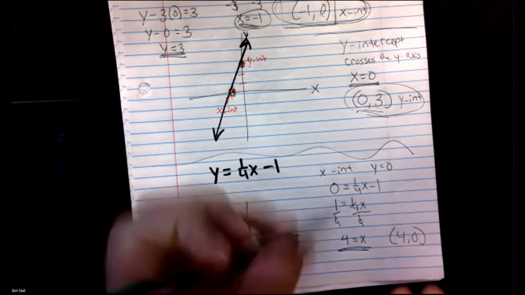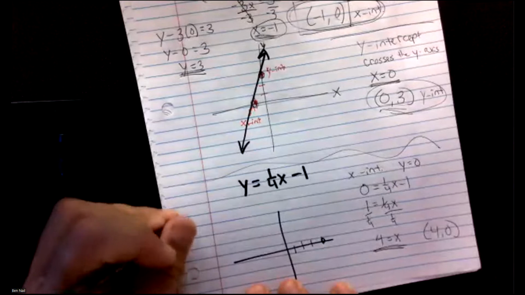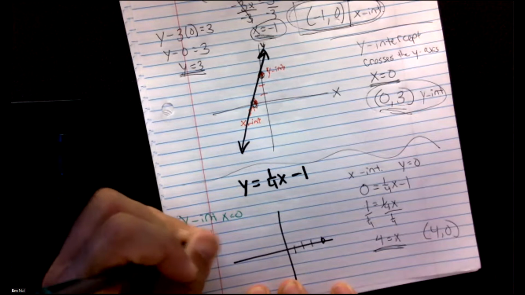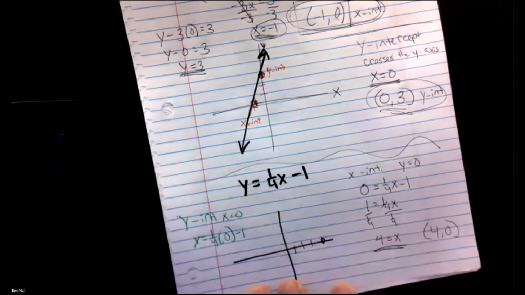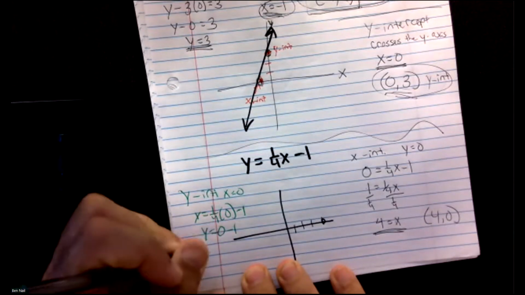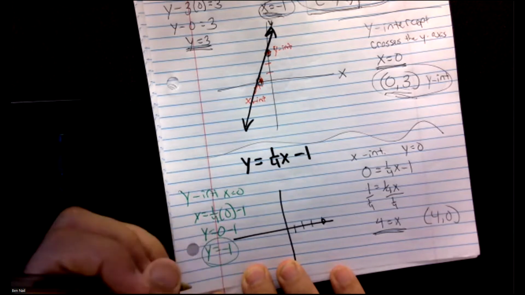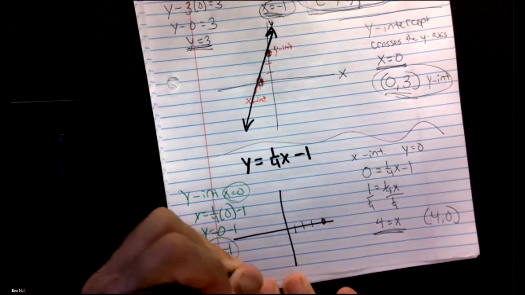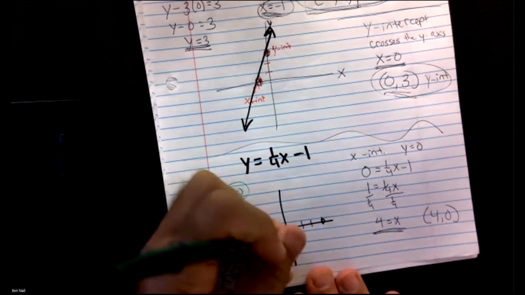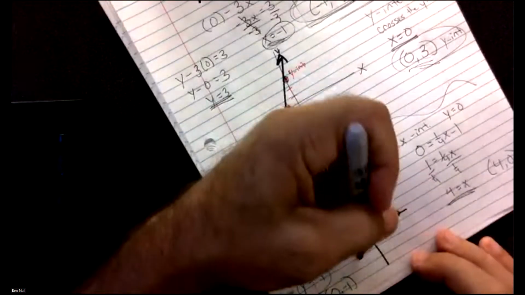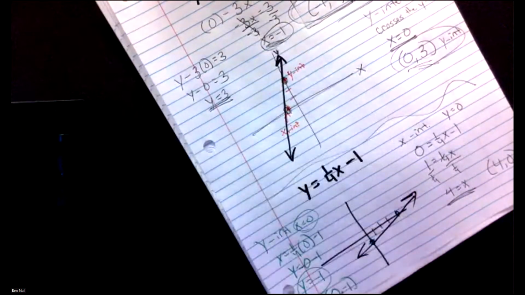Okay, same game. If I want to find my y-intercept, I make my x 0. So y equals 1/4 of 0 minus 1. 1/4 of 0 is just 0. And 0 minus 1 is just -1. So again, that y is -1 goes with my x of 0. So that coordinate is the point (0, -1), which would be that one right there. Again, if I want to draw that line, I would just connect the dots.